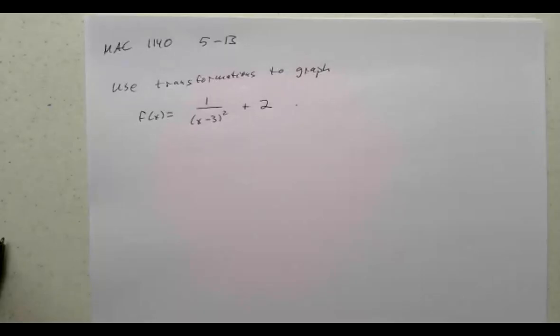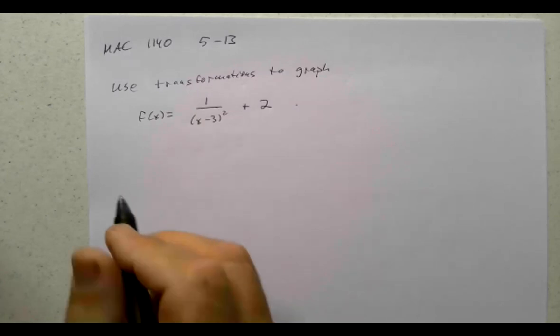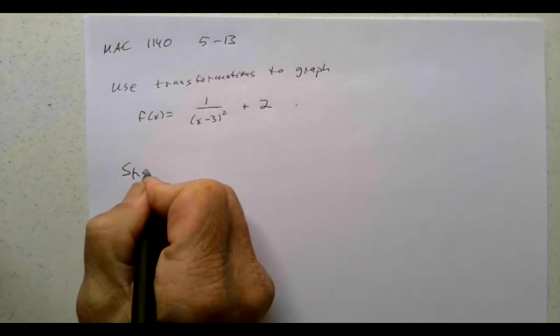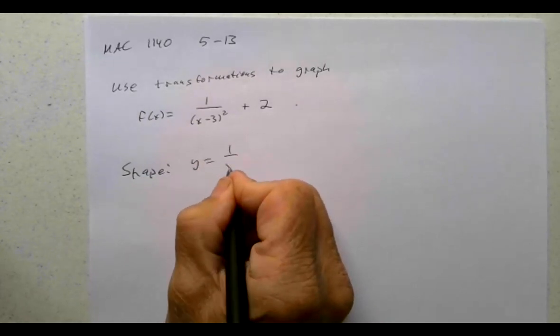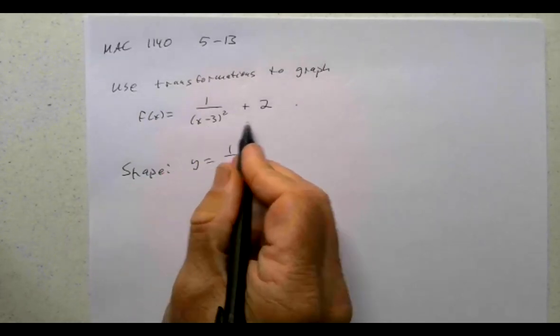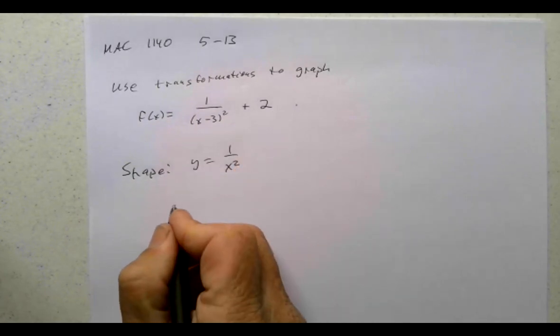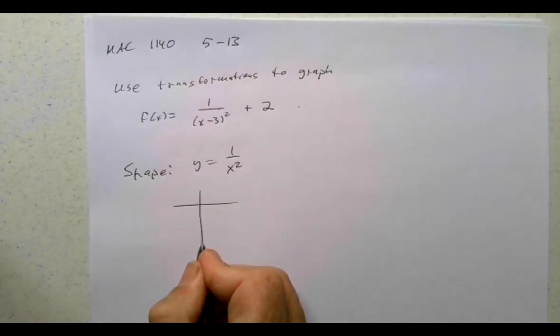So this question gives us f of x is 1 over x minus 3 squared plus 2. And we want to use transformations. So we're doing a shift. What is the shape of this graph? The shape of this graph is y equals 1 over x squared, and then shifted right 3, shifted up 2. So let's look at our shape diagram.